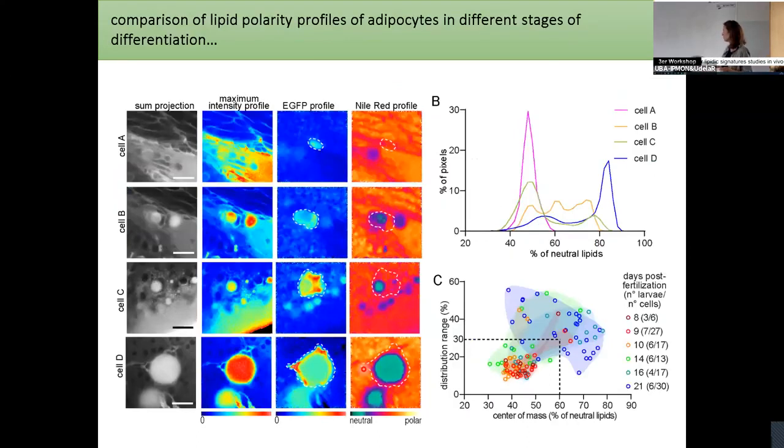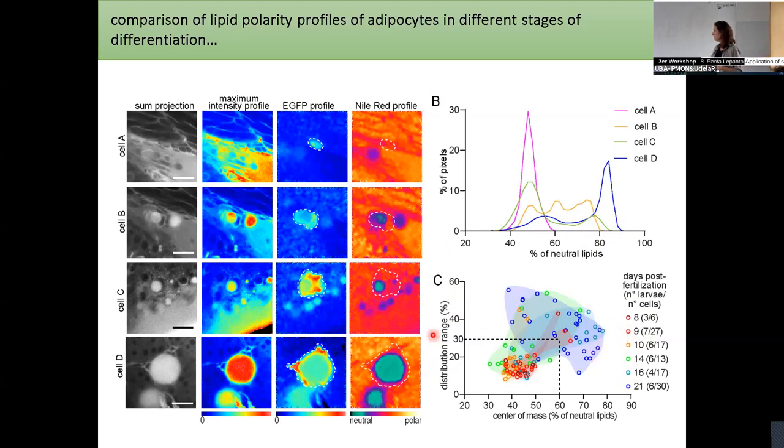Here we see other cells with different accumulation. All of them have EGFP, but we also see that they vary in the amount of Nile Red and the profile of Nile Red among them. And here we see the raw profiles. And in the bottom part, we are looking at the plot of the distribution range versus the center of mass of that distribution. So for different ages from different larval stages.